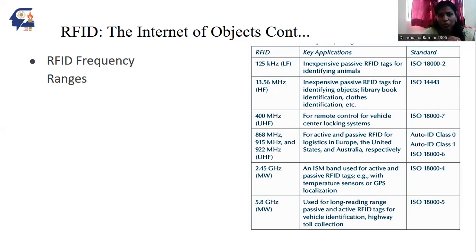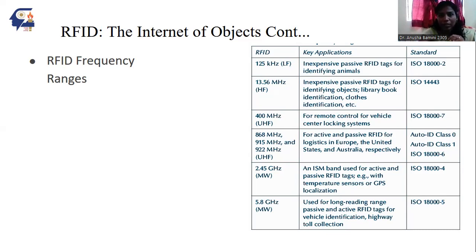Some RFID frequencies and their key applications are mentioned here. The first one is 125 kilohertz, which means it is a low frequency RFID tag. It's an inexpensive passive RFID tag. It is just used for identifying animals. In the wildlife forest field, we can use this kind of RFID tag.